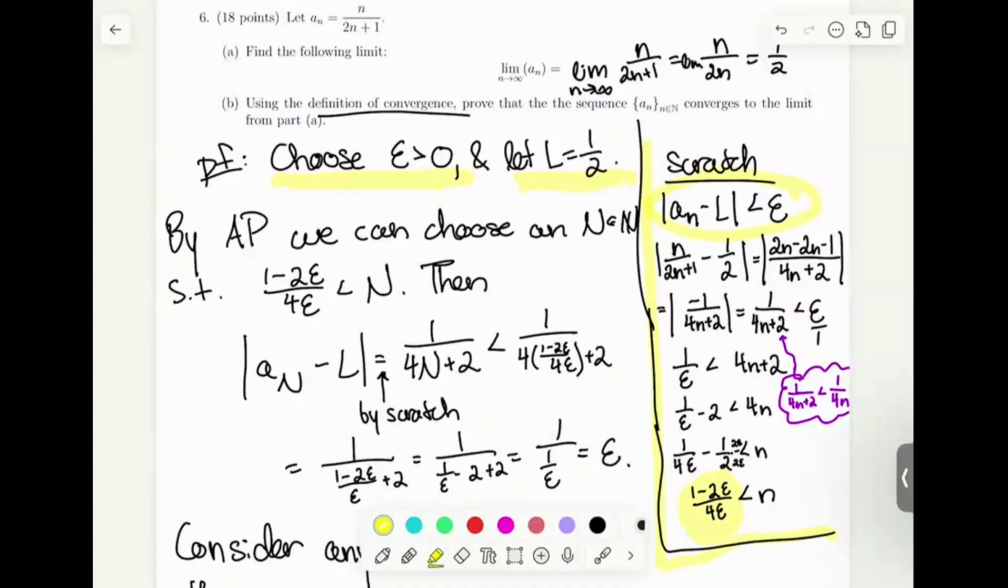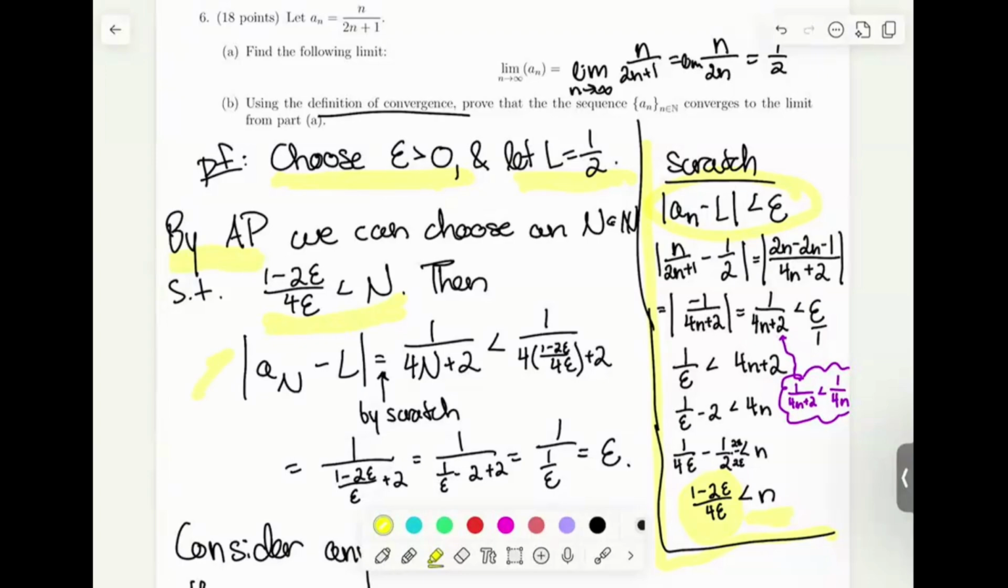Okay, so I just need some n that's strictly bigger than this, right? Than this weirdo thing. But the Archimedean property, so that's where the Archimedean property comes in, right? So we use the Archimedean property to choose somebody that is bigger than this, right?